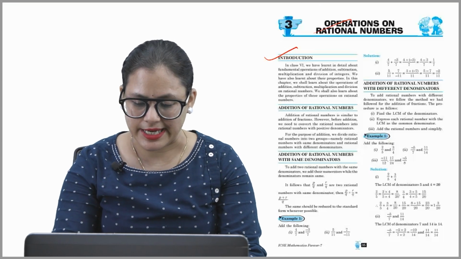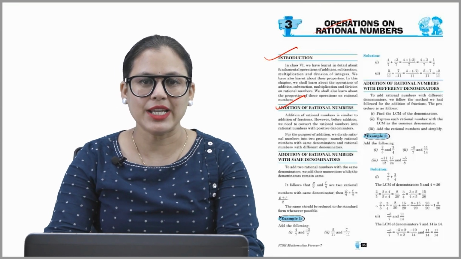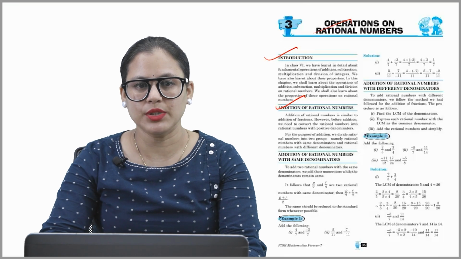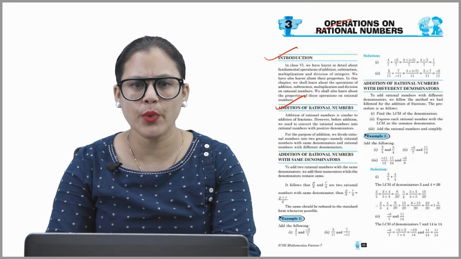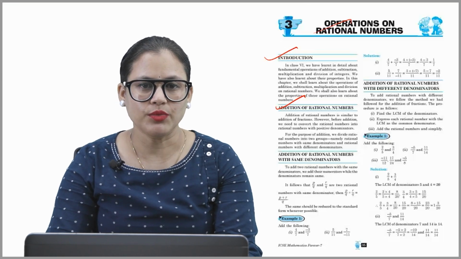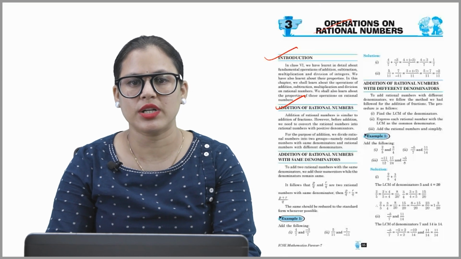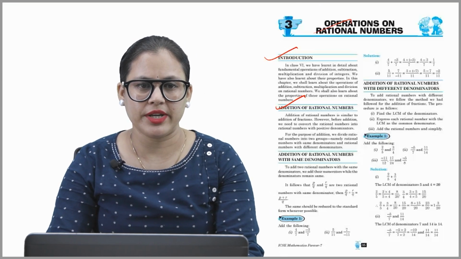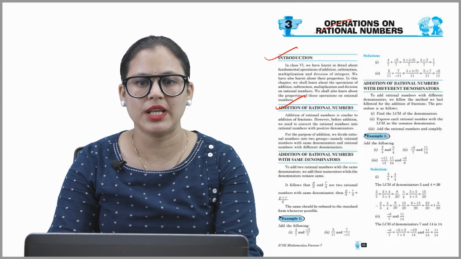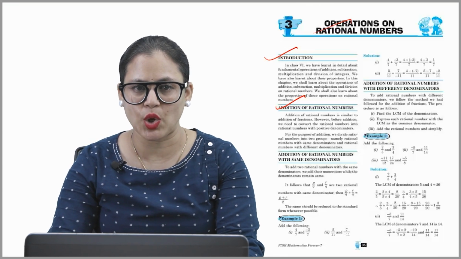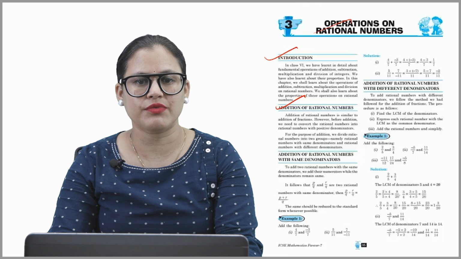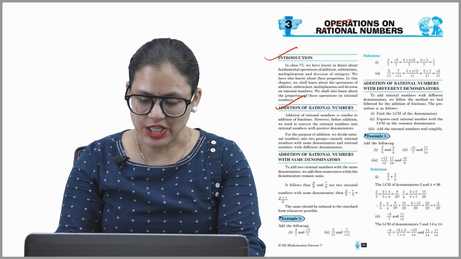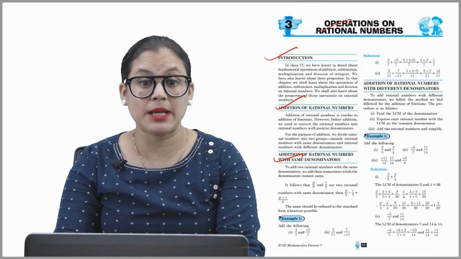Okay. First, addition of rational numbers. Addition of rational numbers is similar to addition of fractions. However, before addition, we need to convert the rational numbers into rational numbers with positive denominators. For the purpose of addition, we divide rational numbers into two groups, namely rational numbers with same denominators and rational numbers with different denominators.